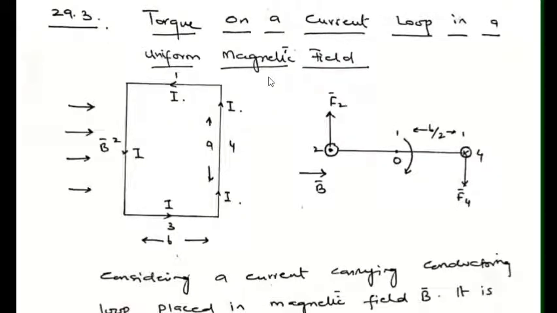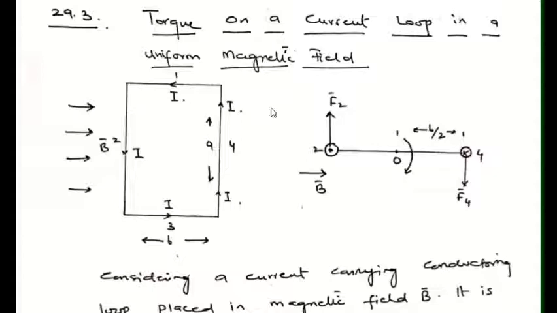Okay, now we'll be discussing Article 29.3 of Serway and Jewett, that is the torque on a current loop in a uniform magnetic field. We have already seen that tau is defined as the turning effect of a body and it depends upon the force and the moment arm.